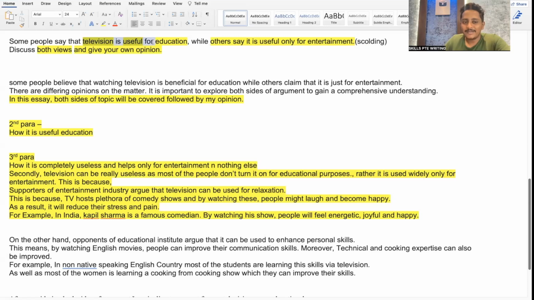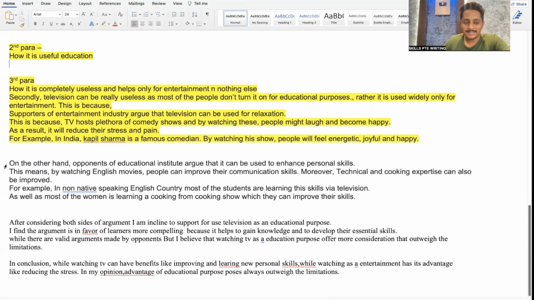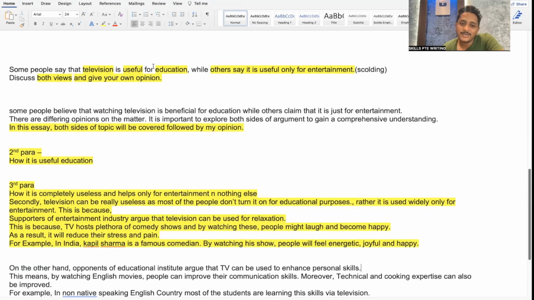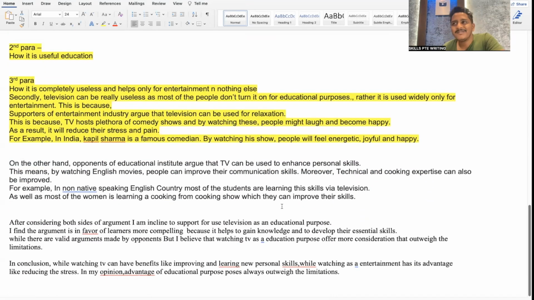Start with why television is useful for education. That he has written. On the other hand, opponents of educational institute argue that it can be used. What is it? It is in the previous para. You cannot link it with the pronoun. You need to write TV. Enhance personal skills. What do you mean by personal skills? It's education. Personal skill means discipline, honesty, punctuality to enhance educational skills.